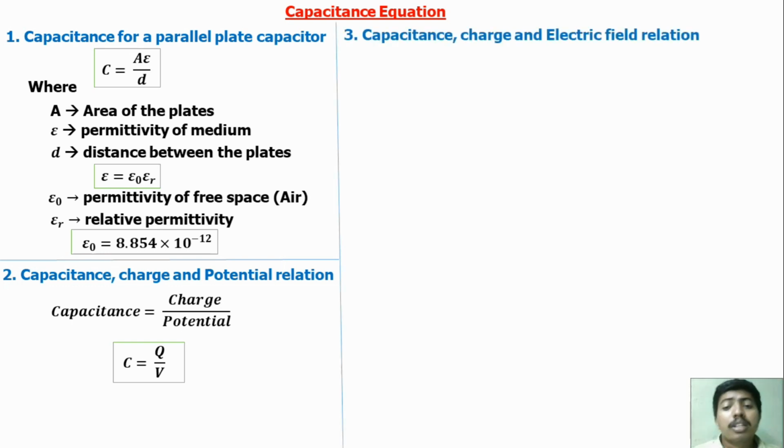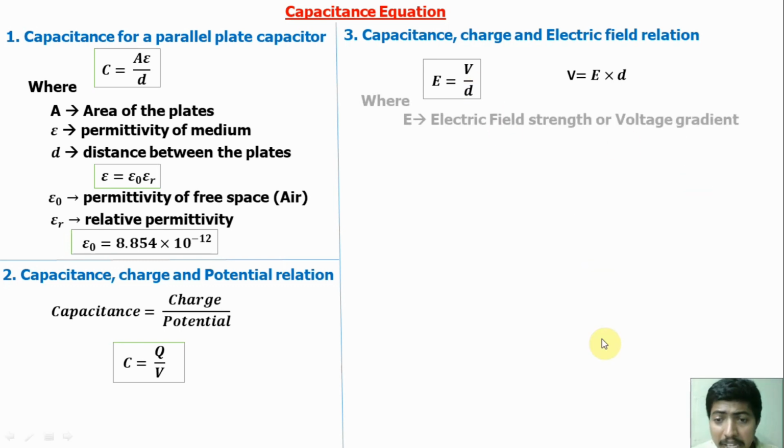Next, the third one. Capacitance, charge and electric field relations. What is electric field? Electric field is a voltage gradient, voltage at a particular distance. So, electric field is equal to potential by distance. Okay, E is equal to V by D. From that, we can write potential V is equal to E into D, where E is the electric field or voltage gradient, D is the distance between the plates.